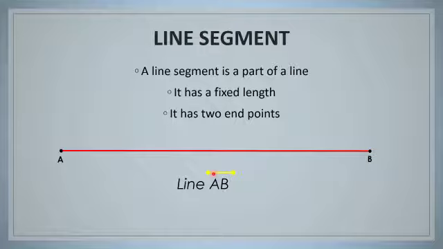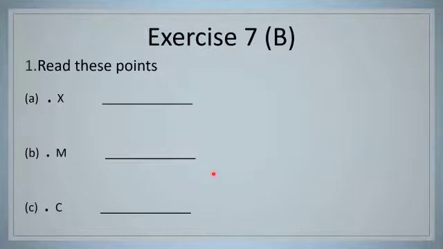So we have studied about point, line and line segment. Now let's do an exercise on it. That is exercise 7B. Read these points. So the first question you have to do is read these points. That is, how do you read these points given here? There is a dot, that is a point, and there is a letter given, X. So this you read as point X. This is the answer. You have to read these points. So the dot that is given is known as a point, as we studied earlier. And the letter that is given to it that represents the point is X. So therefore it is point X. Next is point M.